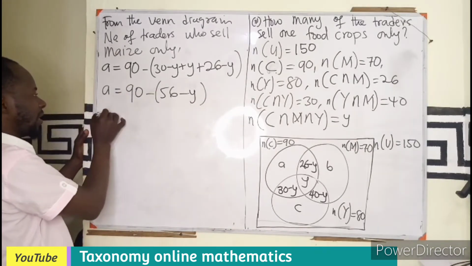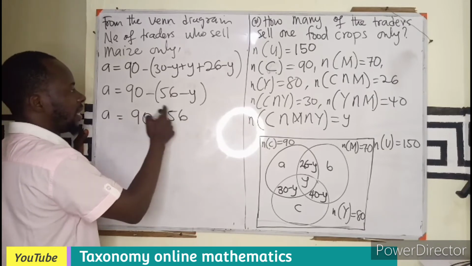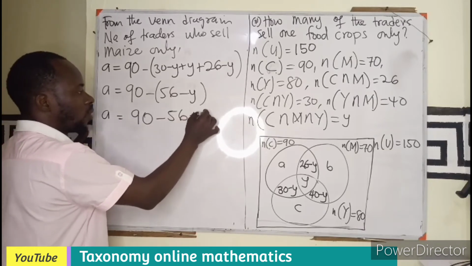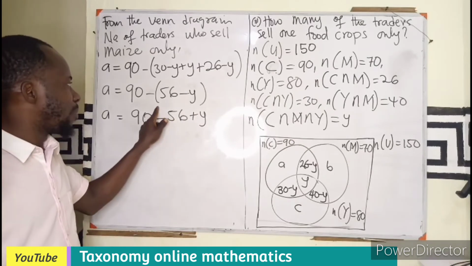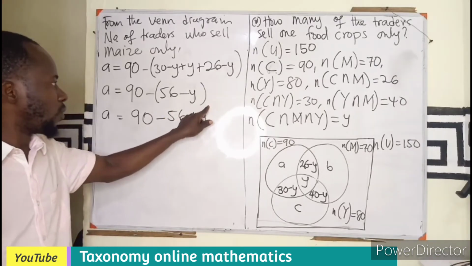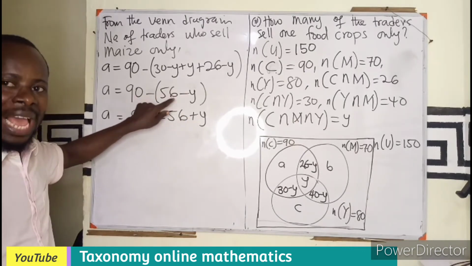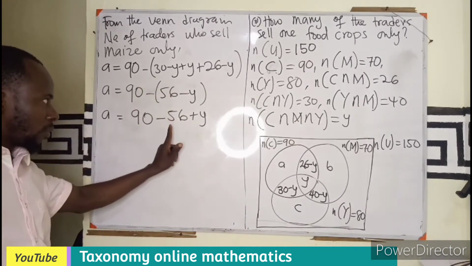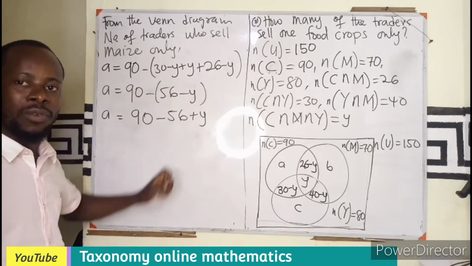So in this case, A equals 90 minus 56 plus y. I believe you now get the reason why the bracket is maintained. You see, if not, from here you will still get your minus. But this is minus 1 times 56, then minus 1 times negative y will give you this.